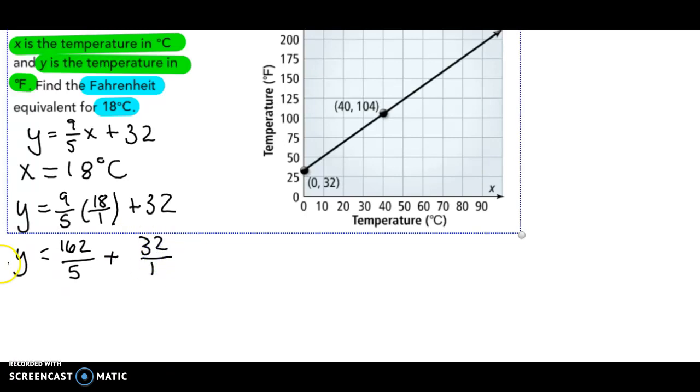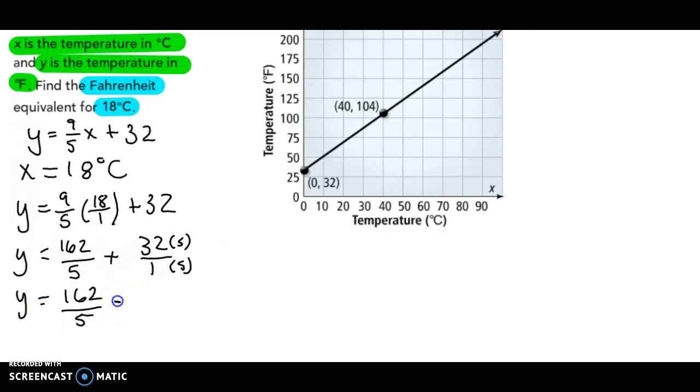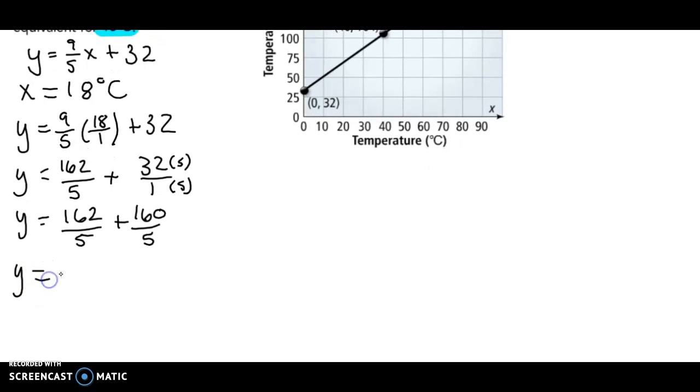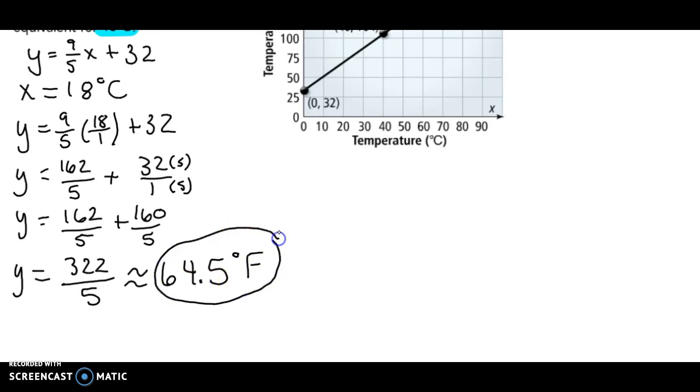Remember, we have to find common denominators. So by doing so, we're going to multiply the top and bottom by 5. So that gives us 162 over 5 plus 160 over 5. Now we can combine our common denominators. So y is going to equal 322 over 5, which is approximately 64.5 degrees Fahrenheit. So this is the value that's equivalent to 18 degrees Celsius.